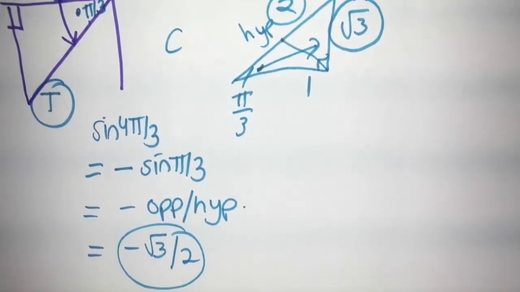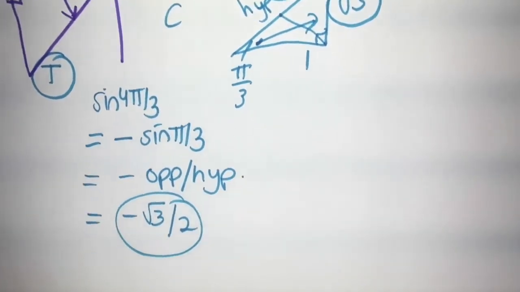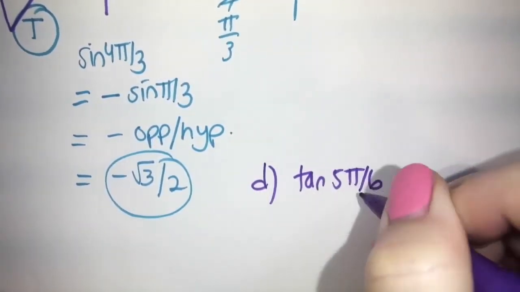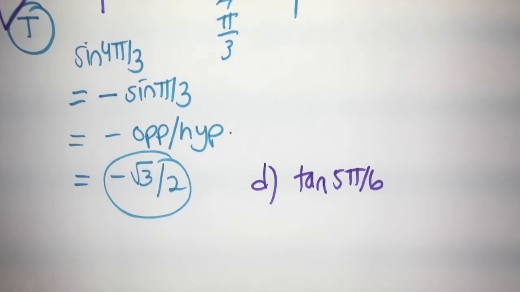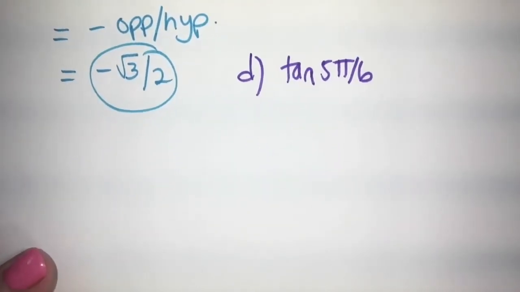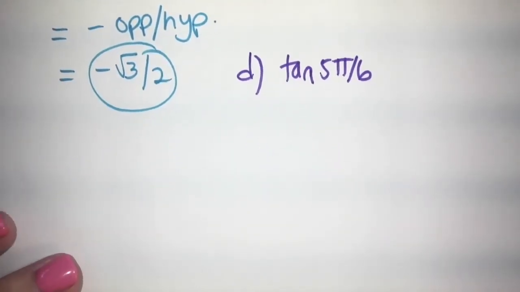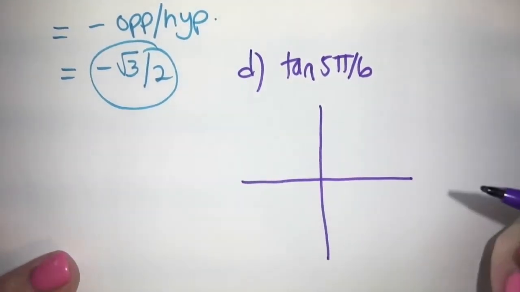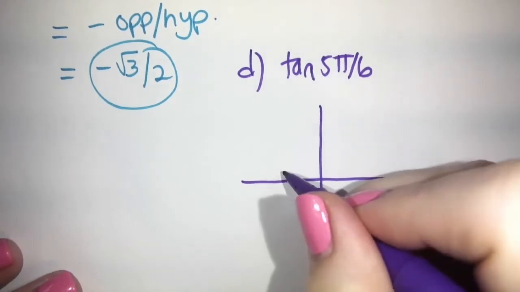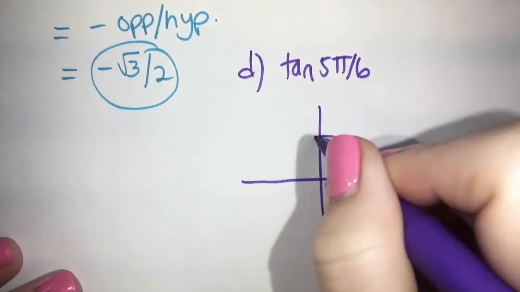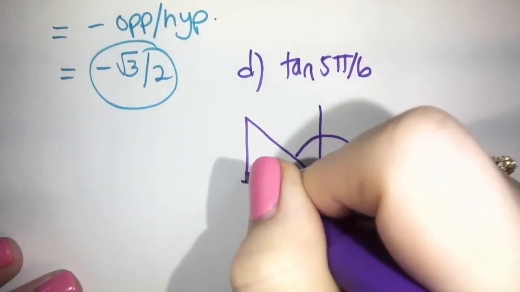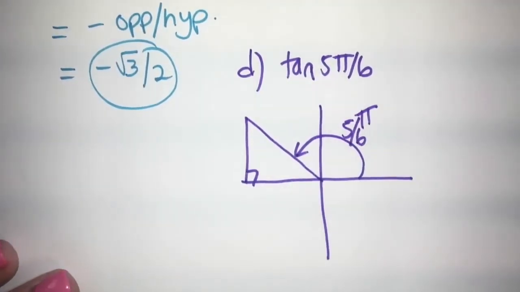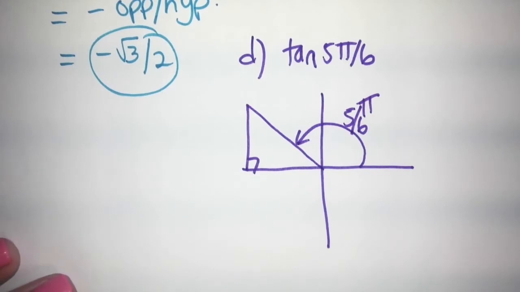And part D says tan 5 pi over 6. So we need to figure out where we would draw the angle 5 pi over 6. So that means 5/6 of the way to pi, so almost a whole pi. So if we draw our quadrants here, all of pi is the whole top, so we're going around to here, and we're saying that that's 5 over 6 of pi, or 5 pi over 6, same thing.